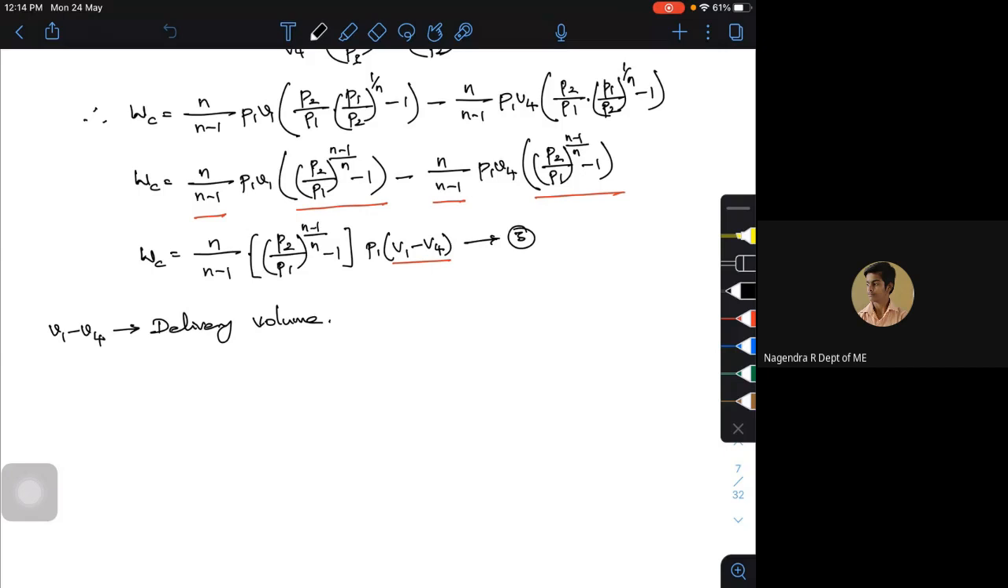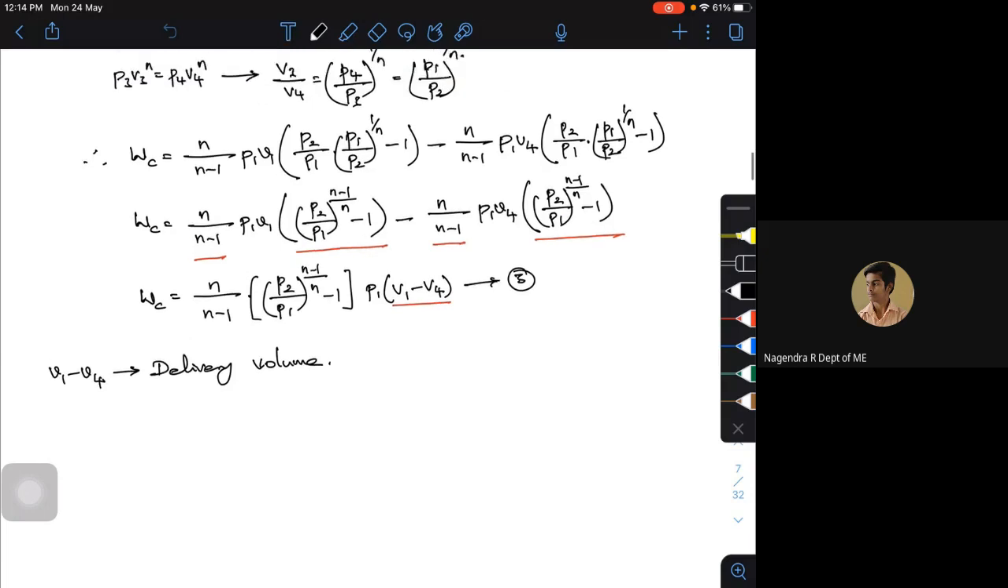In the last class we were looking at the expression for work done in a compressor with clearance volume, and we ended up with an equation given by WC is equal to n by n minus 1 into P2 by P1 whole to the power of n minus 1 by n, minus 1, into P1 into V1 minus V4, and V1 minus V4 we call the delivery volume. Is there an alternate way of representing this in terms only of temperatures?